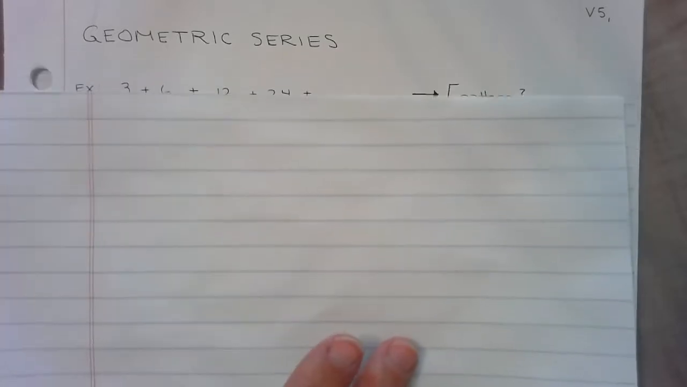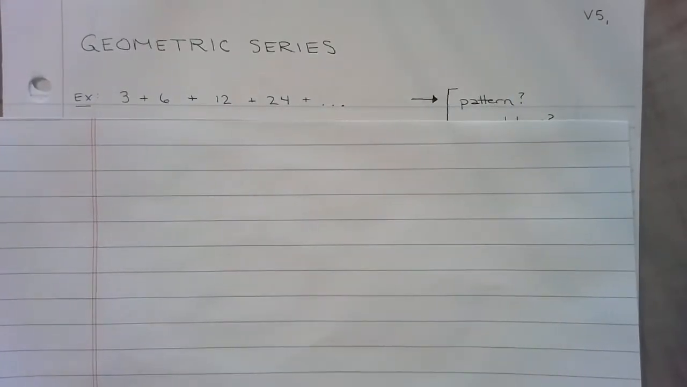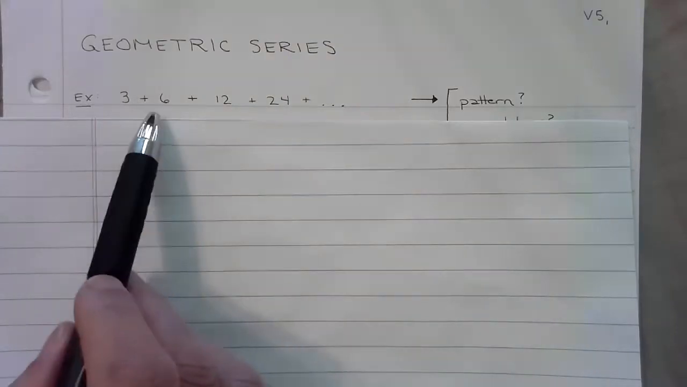Hi everybody, today we're going to talk about the geometric series. And a geometric series, so this is one example of one, right? 3, 6, 12, 24. To be a geometric series, the pattern has to be that you're multiplying each number by the same thing over and over again to get from one term to the next.